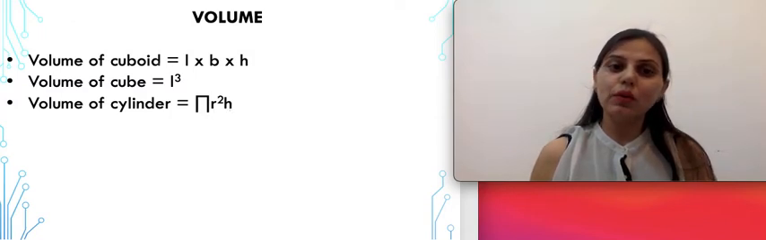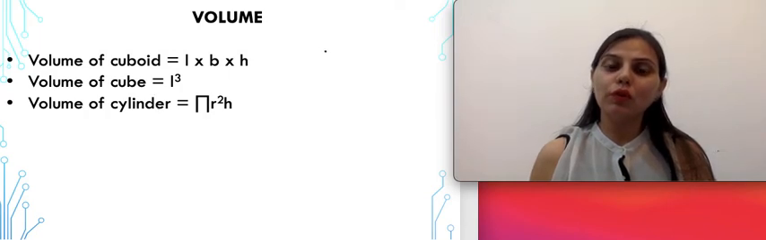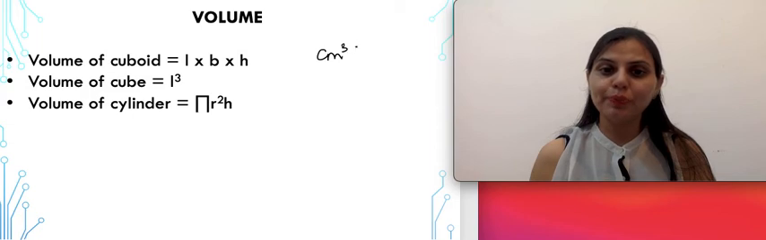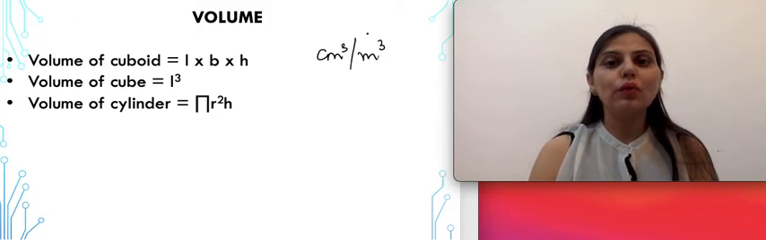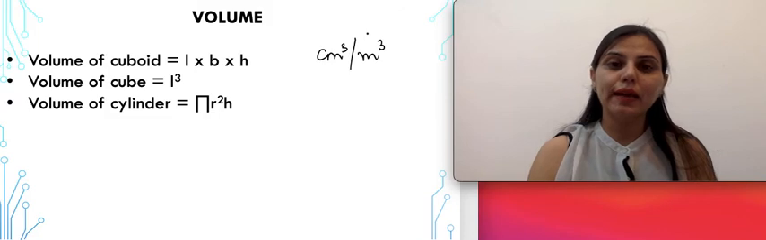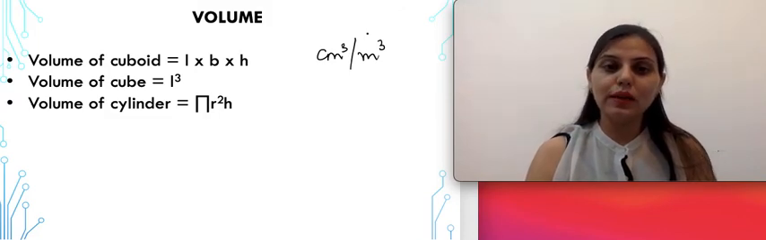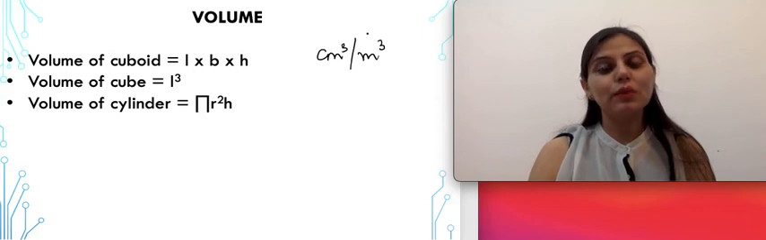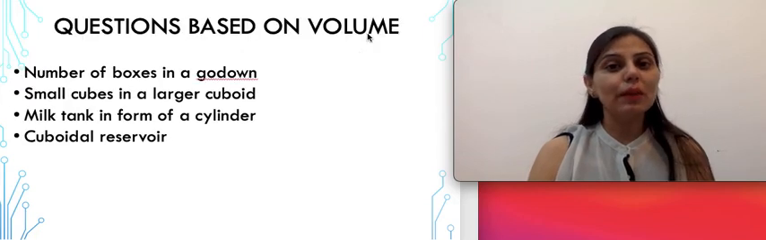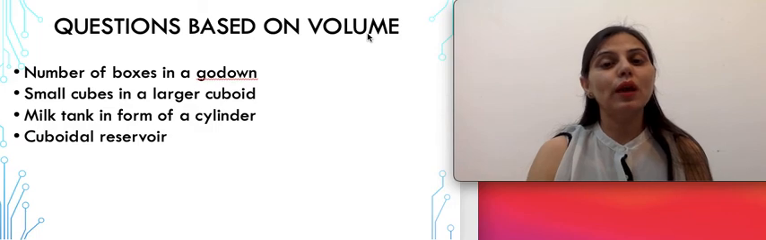Now, for a cuboid or a cube or a cylinder, the units for volume will be either centimeter cube or meter cube, depending on what the units are for length, breadth or height, or for each side in a cube, or for radius and height in a cylinder. So these are the units that are going to be used. I hope the concept of surface area and volume is clear to you, because it is very important to understand the difference, whether you have to find the surface area or volume in a given question.